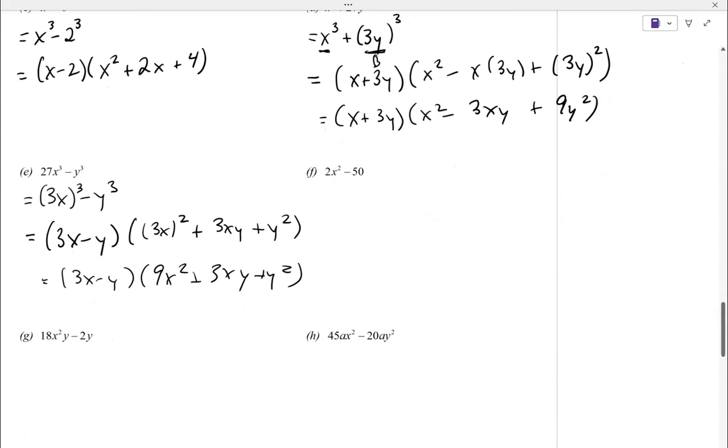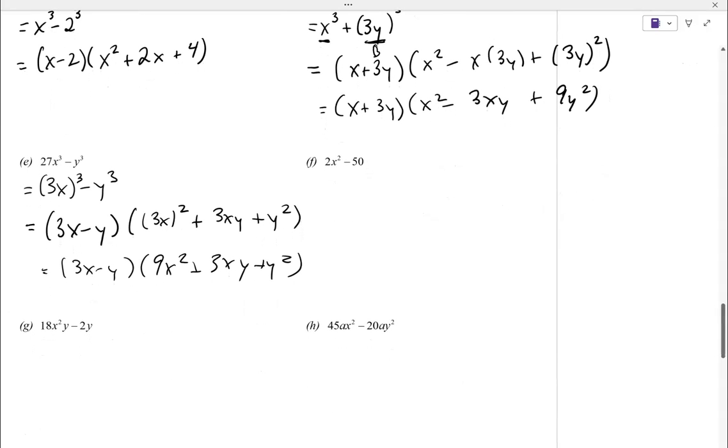Let's look at a couple of these next ones together, and then we'll flip over to the other side and do a couple of ones that are a little bit more challenging, and then we'll go through a review of all the factoring techniques that we've talked about. Let's look at F here together to start with.